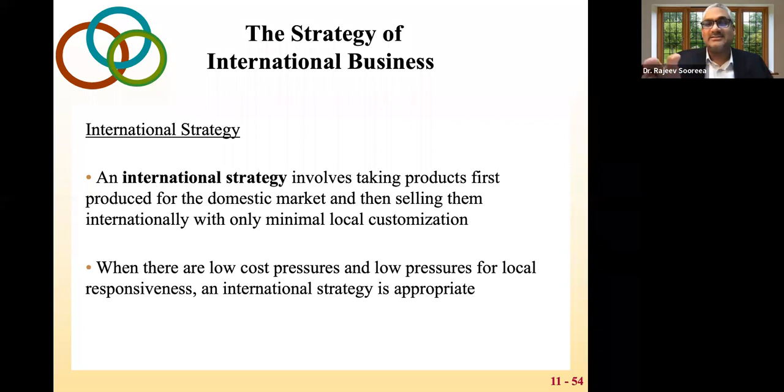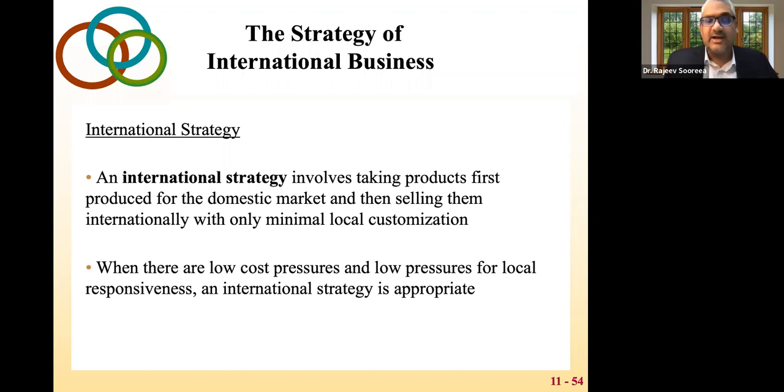If you can use it as it is, it becomes an international strategy, right? Back in the days when Xerox invented the photocopying machine in the 60s, they produced a photocopying machine and then sold it across the world. They shipped it to Europe and people used it there without the need to customize the machine, so as it is, pretty much. So that's an international strategy, right?